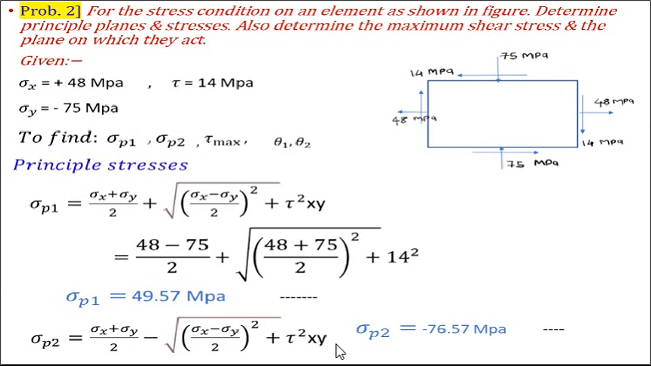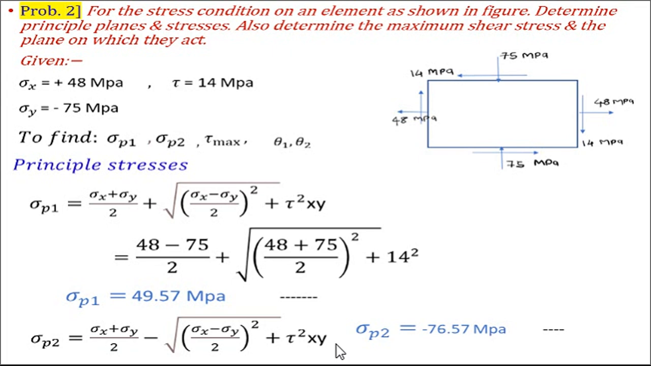As per the figure, you can see in the x direction there is a tensile stress, sigma x, and on the y plane there is another direct stress acting, which is compressive in nature, whose magnitude is 75 MPa. Sigma x along the x plane is plus 48 MPa. Sigma y is along the y plane, which is compressive, that's why a minus sign is taken: minus 75 MPa. And shear stress is also given along the xy plane, which is 14 MPa.